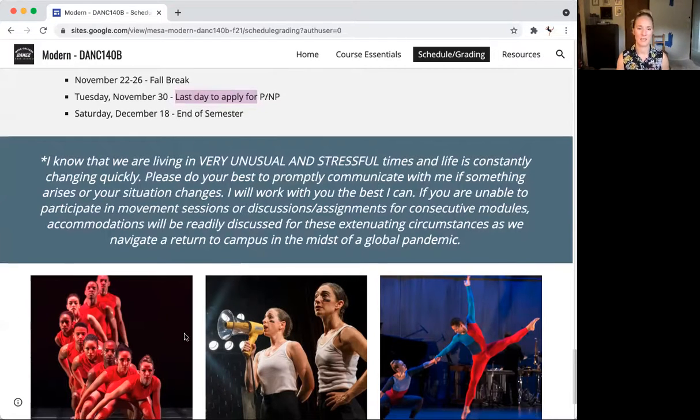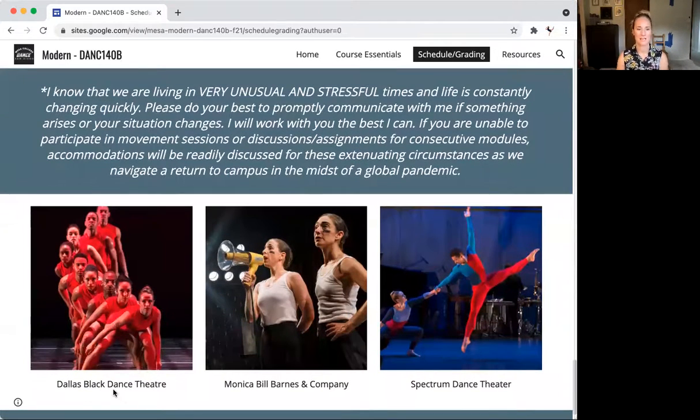Okay, a couple more cool pictures here. Dallas Black Dance Theater, stunning. I love the ripple of this image here. Monica Bill Barnes, Monica Bill Barnes is the artist here in front, one of my personal heroes and mentors. Spectrum Dance. Again, look at the power of that jump. I like the images.